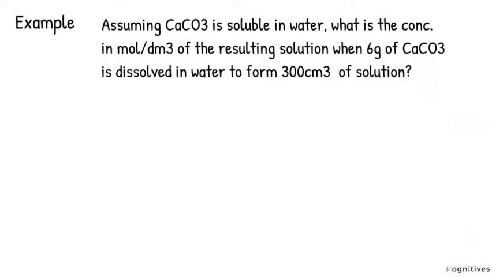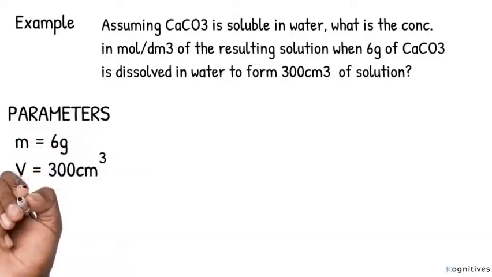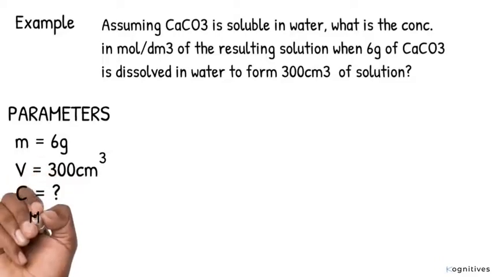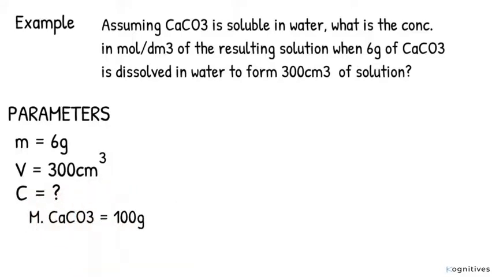To determine the formula to use, in our solution, let's write out our parameters. The reacting mass given in the question is 6 grams. The volume is 300 cm cube. The concentration is what we are asked to look for. And also the molar mass of CaCO3 is calculated as calcium 40 plus carbon 12 plus 3 atoms of oxygen, that is 16 times 3. Adding this up, we have 100 grams as the molar mass of CaCO3.